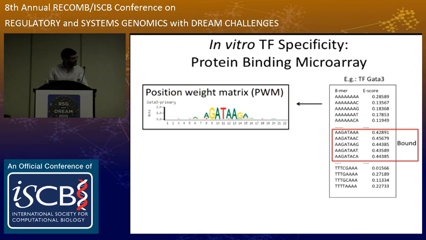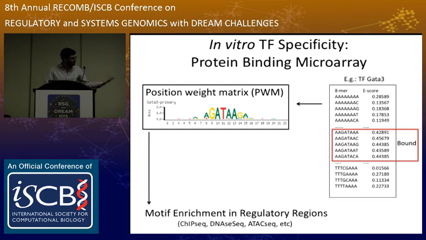This data can then be processed with different methods to create a specificity model such as the position weight matrix that we have seen before. This is crucial to then go to regulatory regions from genomic data, scan for motif enrichment, and predict transcription factor binding. There are now several genomic datasets that can be of interest for this approach.